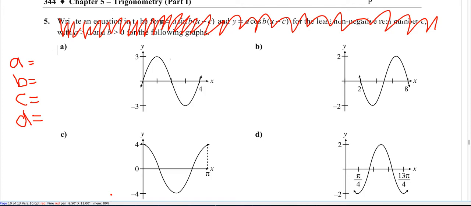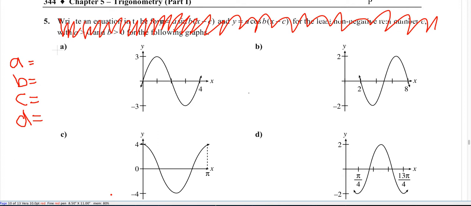Doing question 5, section 5.4, page 243 of the textbook. The instructions that it gives us are not correct. The actual instructions should be: write the equation for the graph given. To write an equation, we need amplitude, which is the A value. We need B, which affects the period. We need C, which is the phase shift, and D, which is the vertical displacement.